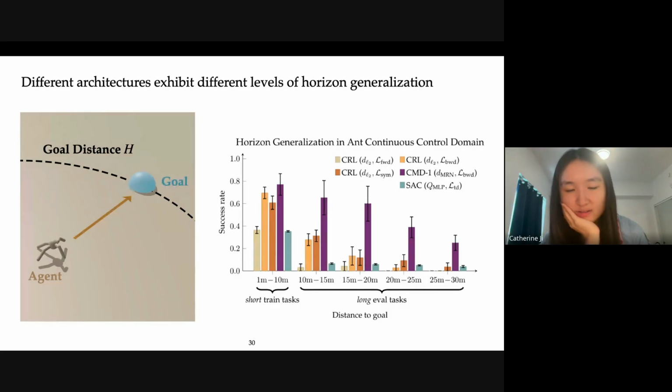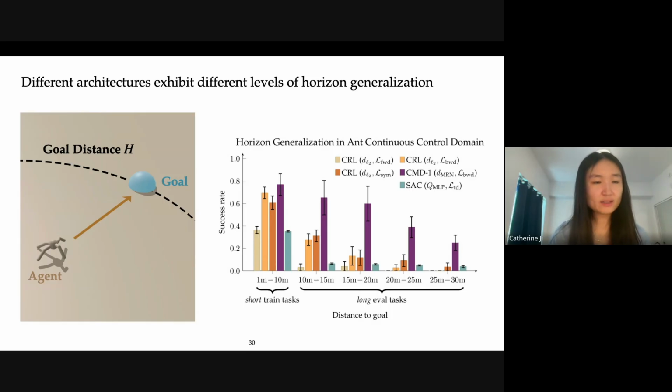In the orange colors, this is contrastive reinforcement learning. In this light blue, this is soft actor critic. And in this purple is a method called CMD1. And the only thing you really need to know about CMD1 is that it is specifically a quasi-metric method that obeys all of these preconditions of our theoretical results.